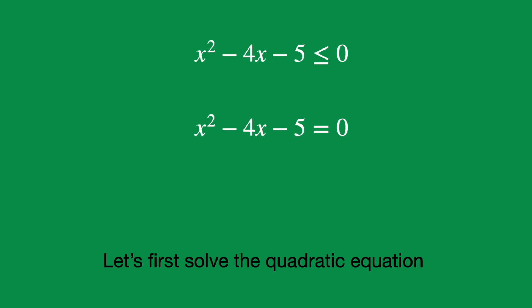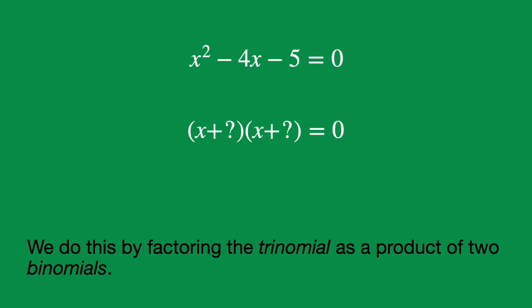So how do we solve this quadratic inequality? We'll first solve the corresponding quadratic equation, meaning we'll replace the less than or equal sign with an equal sign. And this is a simpler quadratic equation. The standard way to solve this is by factoring the trinomial as a product of two binomials. Trinomial meaning it's three terms, as in tricycle. And we factor it as a product of binomials, meaning each of them have two terms.